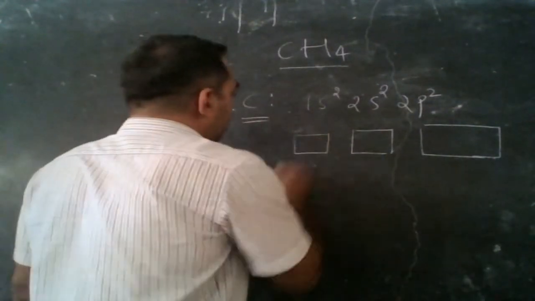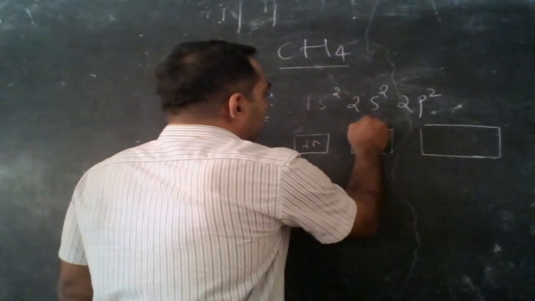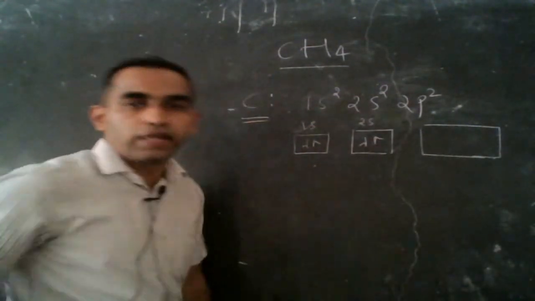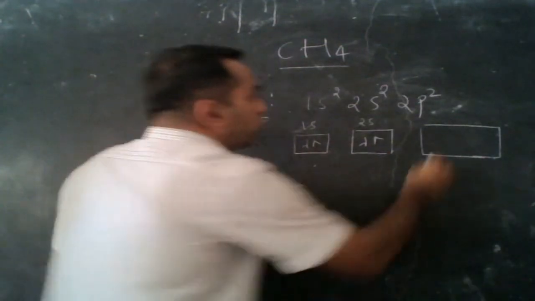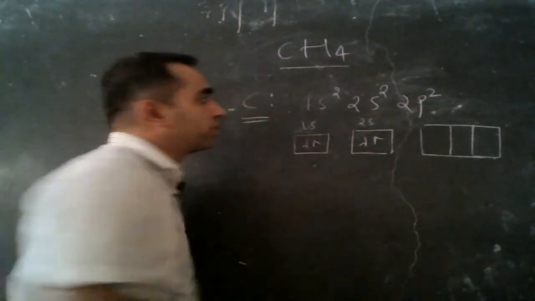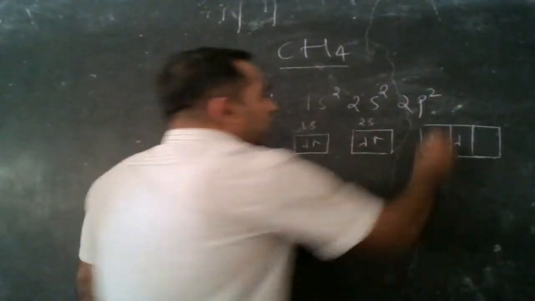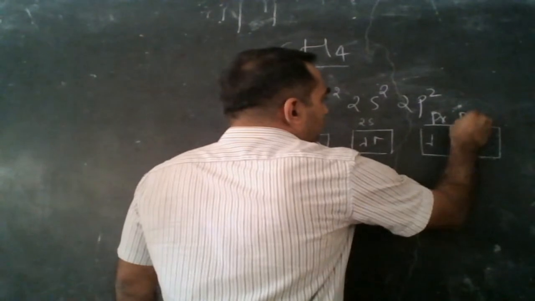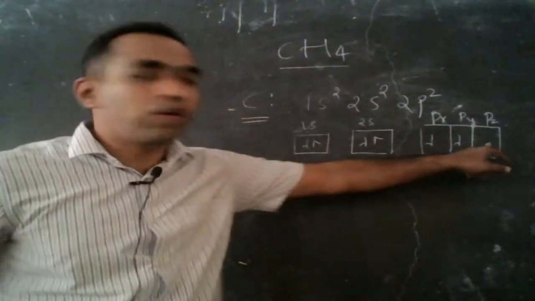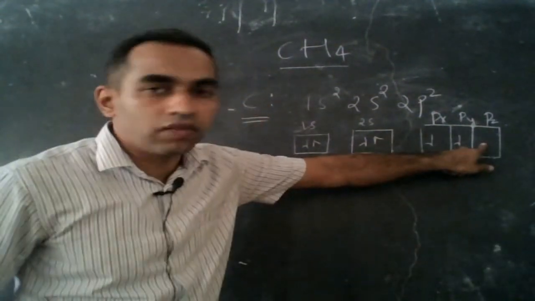this 1s orbital has 2 electrons filled, 2s is having 2 electrons filled, and the 2p subshell is having 2 electrons, px, py or any 2 are half filled and one orbital is empty here. Notice this one orbital is empty.